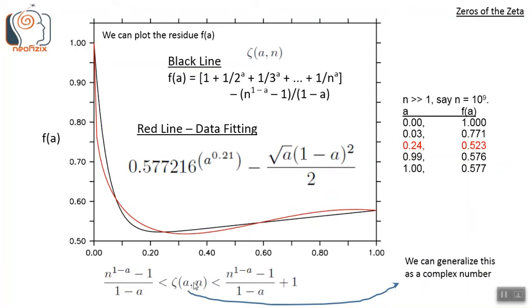So basically what we see from this graph is that this function, zeta of a comma n, is limited between these two terms, which is basically the integral form. So it is limited by this, approximated by this integral form equation.